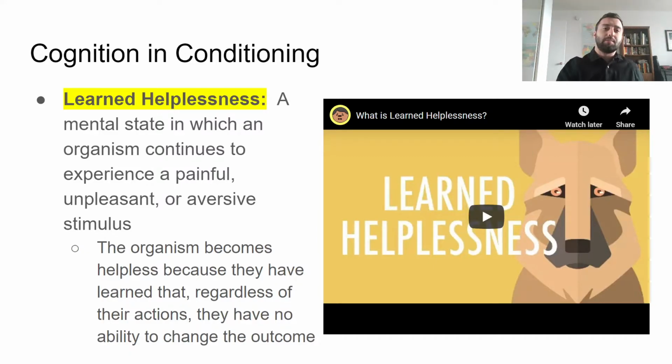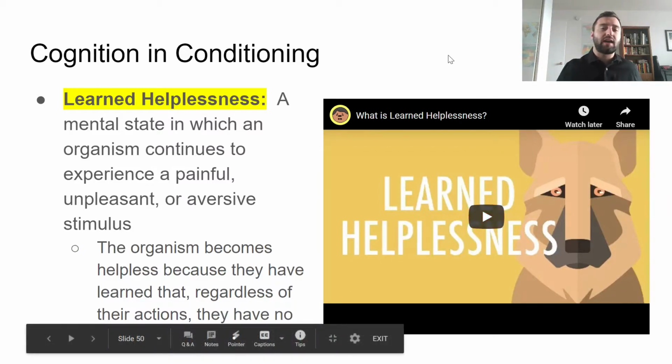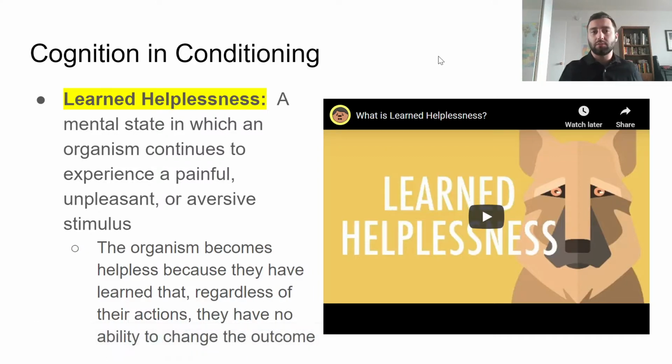This idea, or this mental state, I guess, that a person or an animal believes that they have no ability to escape or no control over what happens to them. So because they can't do anything, they learn to just be helpless and just not do anything at all. Okay? We'll watch a video that's going to talk about that. It's going to give a few other examples as well of how we've seen learned helplessness in humans and animals.